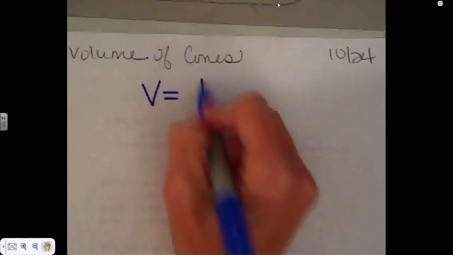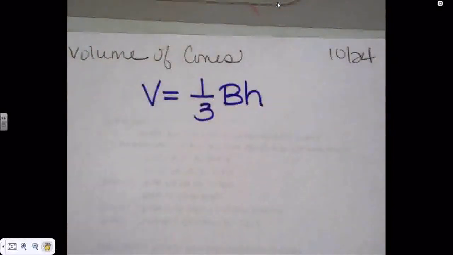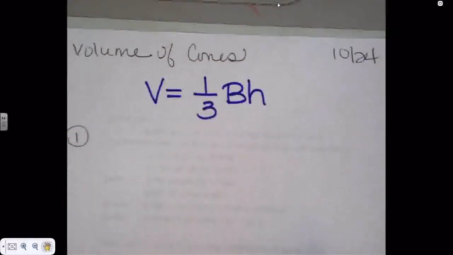Volume of cones. Okay, the formula for volume of cones is slightly different because it's not the same size as a cylinder. It's going to be 1/3 area of the base times the height. And we're going to solve these problems just like we did yesterday. We're leaving it in terms of pi.